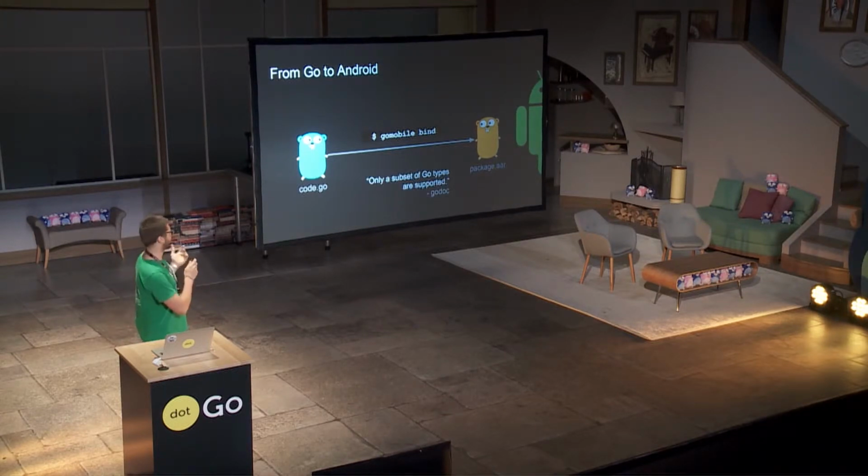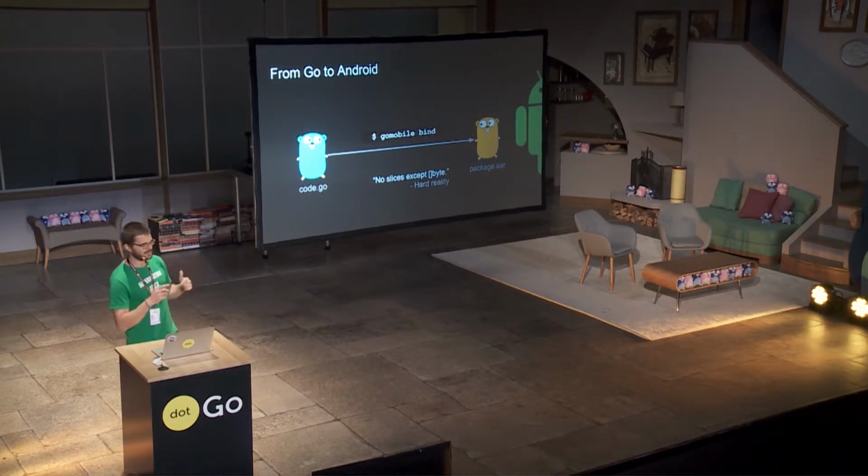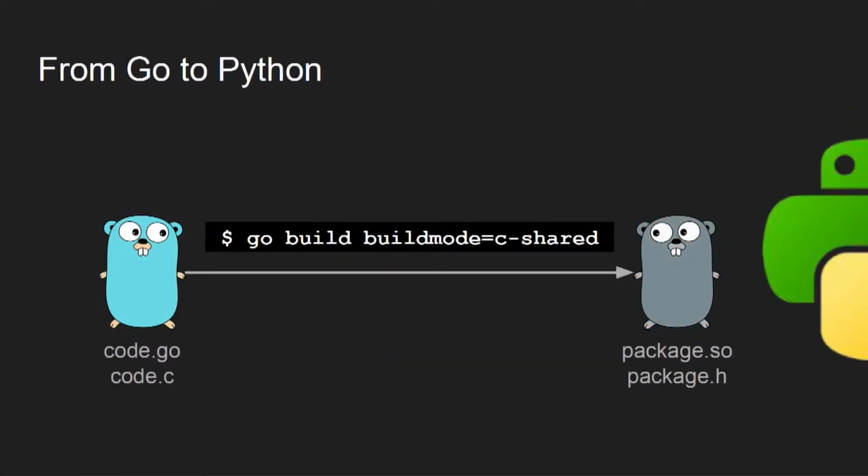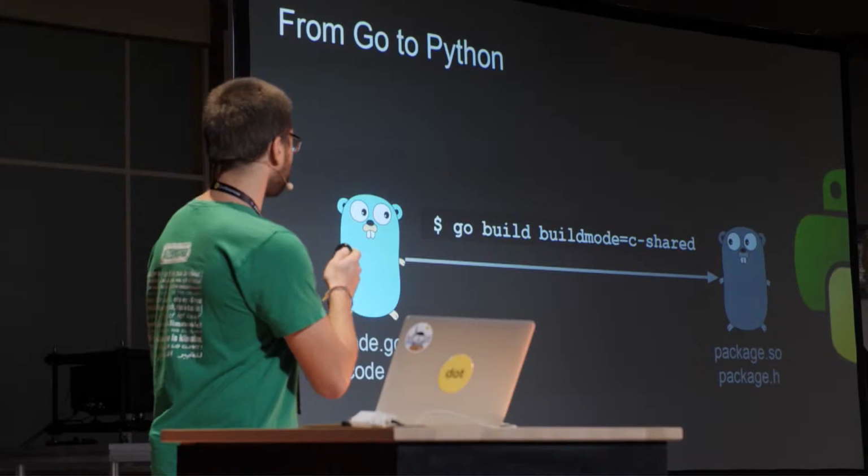Except in the doc, it says that only a subset of Go types are supported. And actually, it means that you cannot use slices, except byte slices. So it's kind of a limitation. From Go to Python, it's not the same story at all. So you can use go build -buildmode=c-shared, because actually what you will build is a C library.